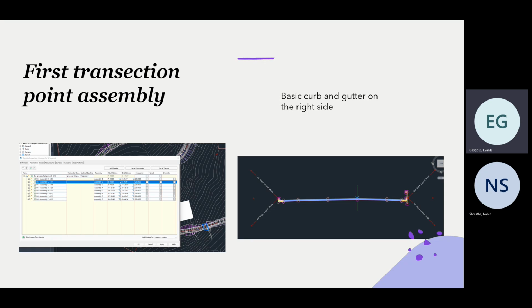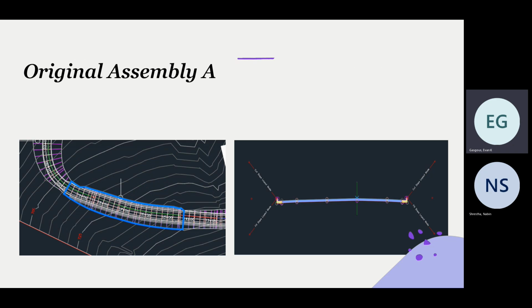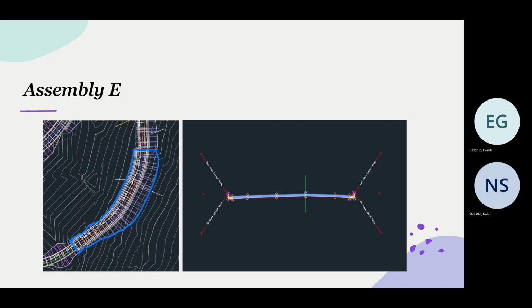As you see at the small point right here, it has a basic curb and gutter on the right side. And then basic curb and gutter on the right side still in this section. Then moving on to the original assembly at this section, and at the turning point we have a basic curb and gutter on the left side. And then here we go back to 2 left lanes, 1 right lane.